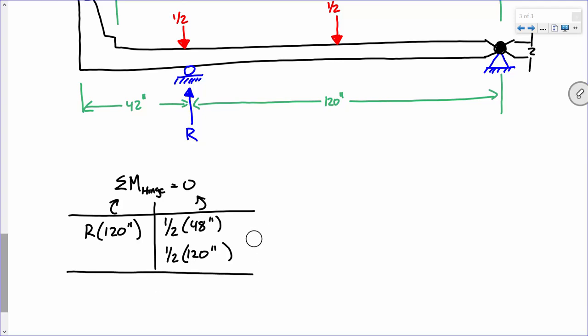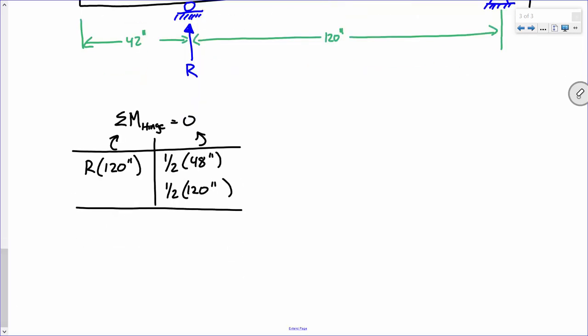All right. Y'all are probably used to somebody choosing a sign convention and writing out an equation. That's just sort of how I do it. So 120R is, what is that, 24 plus 60, 84? So R is 84 over 120, or 0.7. Okay? Make sense? Not too bad, right?